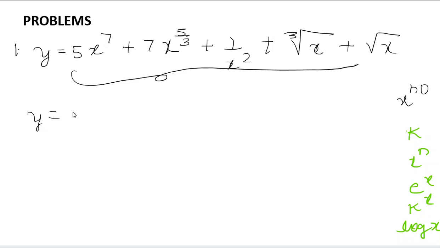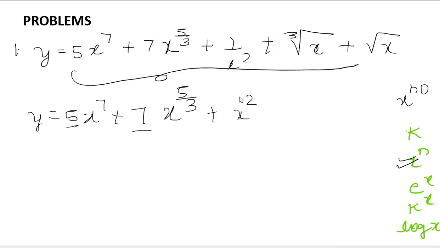Now this is already in standard form. Why is x raised to 7 already in standard form? Because x raised to 7 falls in this category. The 7 x raised to 5 by 3 is also in standard form because it falls under this category. Yes, a number is attached, but this number is not creating any problem. Now this part is not in standard form, so we bring it to standard form by taking this x square on top, and we take it on top by putting a negative sign.